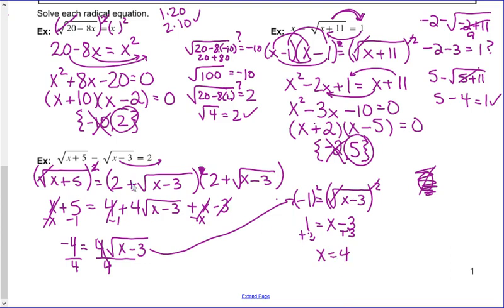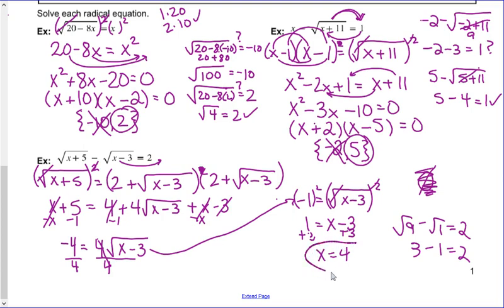If I throw 4 back in here, that gives me a 4 plus 5, which is the square root of 9. Then if I put 4 in here, I get 4 minus 3. That gives me a square root of 1. I need to subtract those two to equal a 2. And does that work? Well, this gives me a 3. This gives me a 1. Definitely those do subtract to give me a 2. So that is the answer that works.